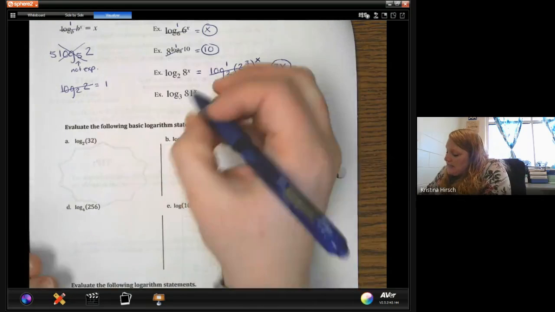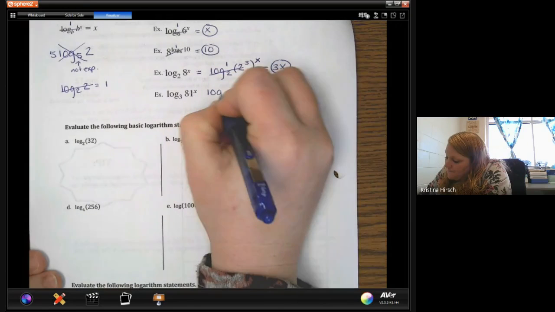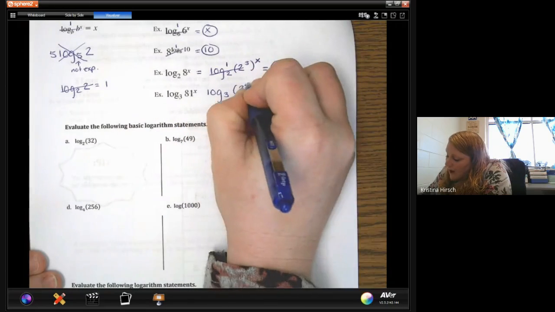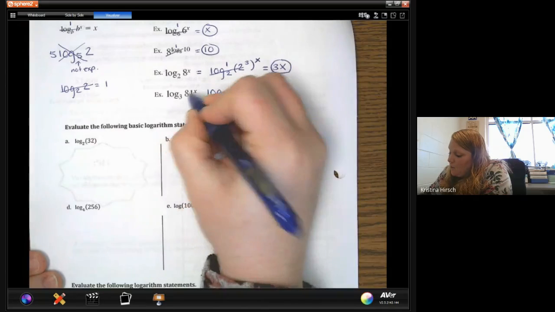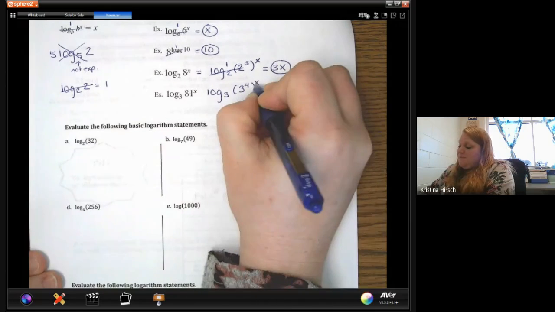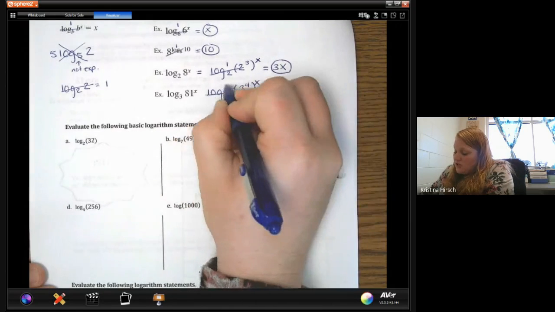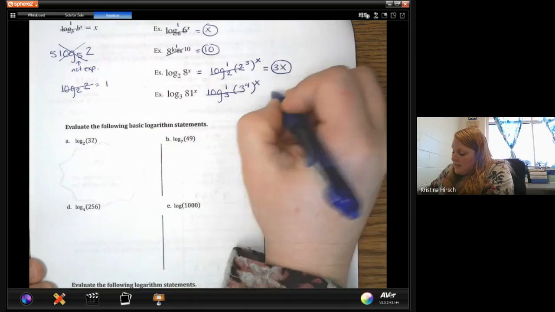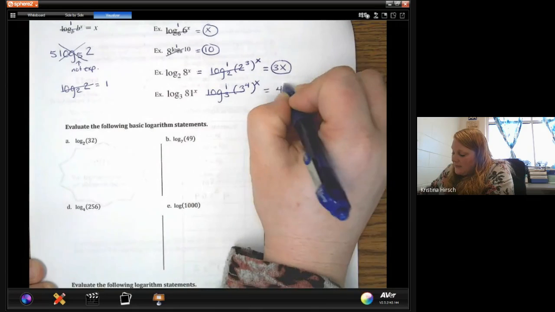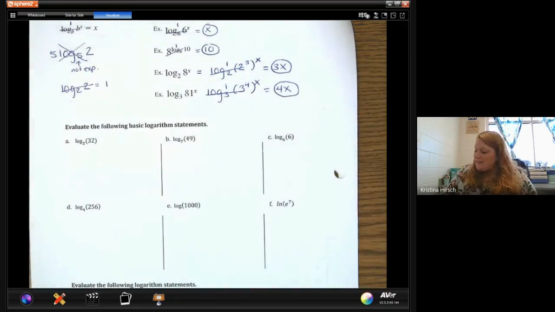All right, so we're going to say the log base 3 of 3 to the 4th power, because that's the same thing as 81, to the x. The log base 3 of 3 cancels. That's just 1. 4 times x is 4x. All right, so that's how you can manipulate your problem.